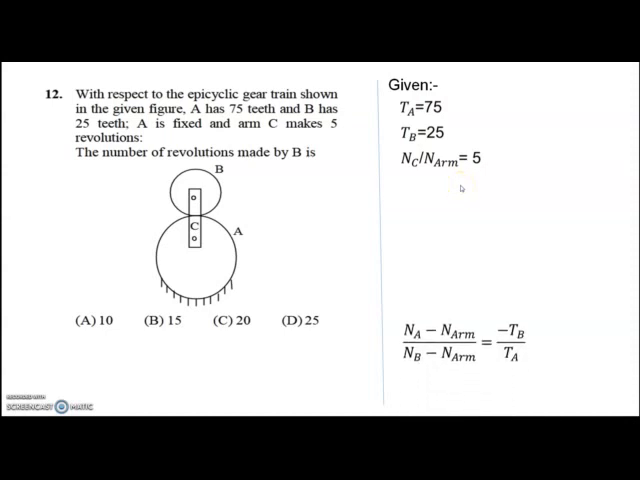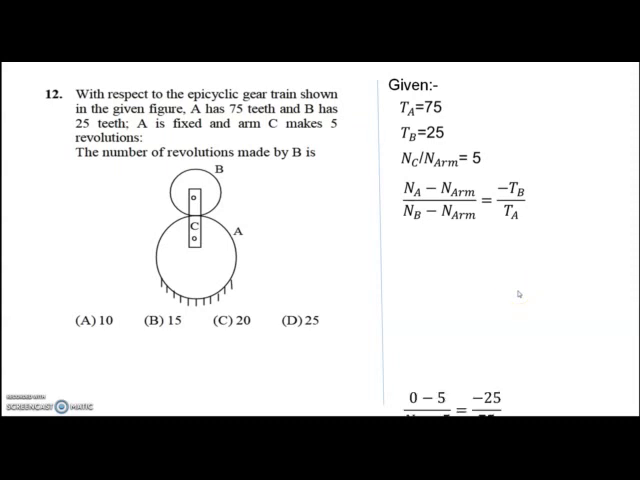Now we'll write the algebraic equation, that is, the relative speed of A with respect to the arm and the relative speed of B with respect to the arm. So (NA minus NR) divided by (NB minus NR) is equal to minus TB by TA. Here again, the minus sign is there because A and B rotate in opposite directions. Now we'll simply put in the respective values and we'll get the answer.